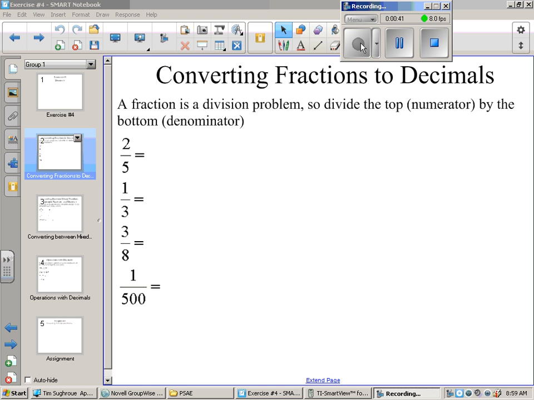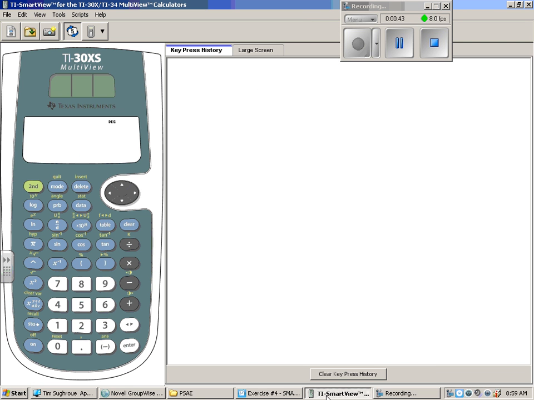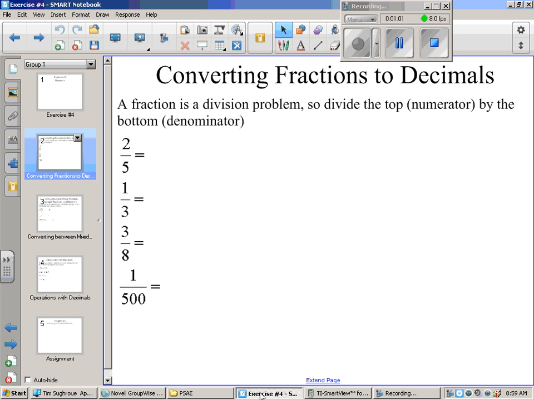The first one's going to be just 2 divided by 5. In our calculator, all we have to do is go 2 divided by 5, enter. We get an answer of 0.4. You can see right here, 0.4. Okay? Make sure you write that down in your notes. Let's go back. 0.4.